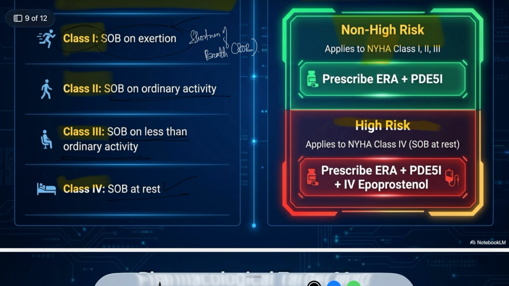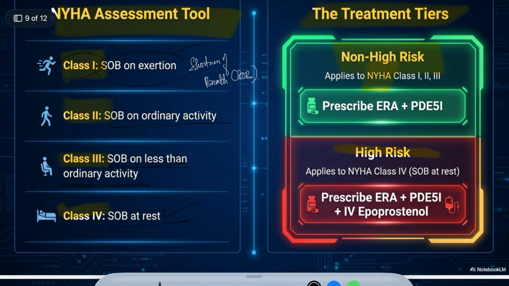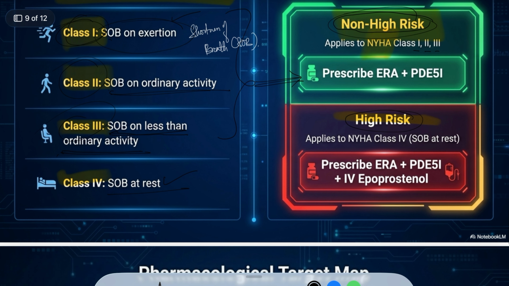So let's see what is the purpose of learning this NYHA classification in the treatment section. We will divide the patients into non-high risk and high risk. Classes 1, 2, 3 go into non-high risk, since these things happen even with normal patients. But when it comes to the fourth one, when you are sleeping, you won't get shortness of breath, right? There has to be some abnormality. You are getting shortness of breath even at rest, so it has to be high risk.